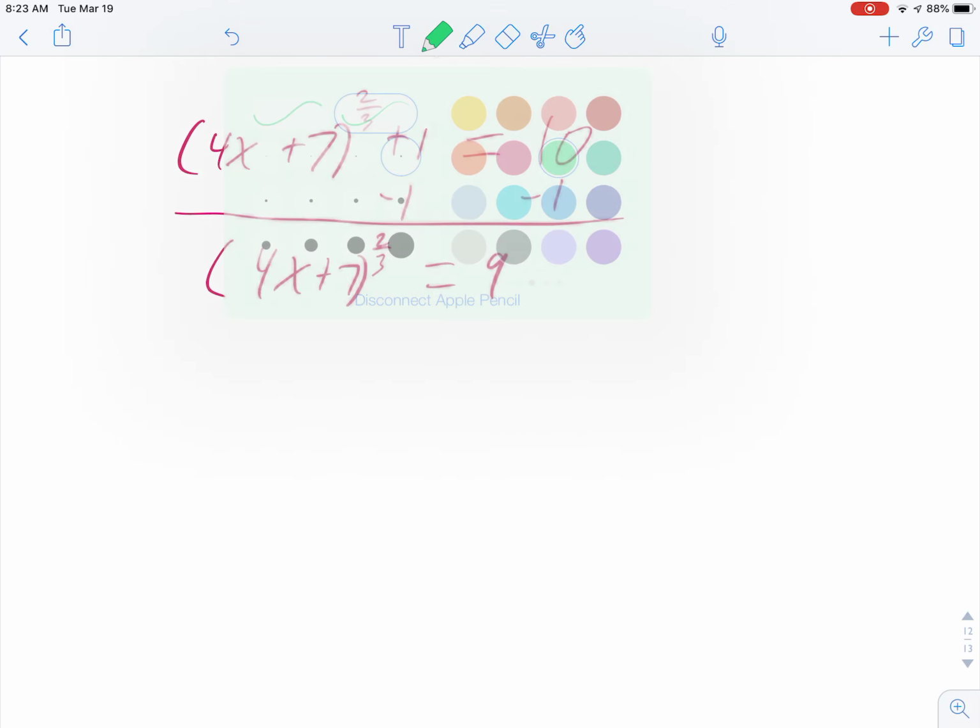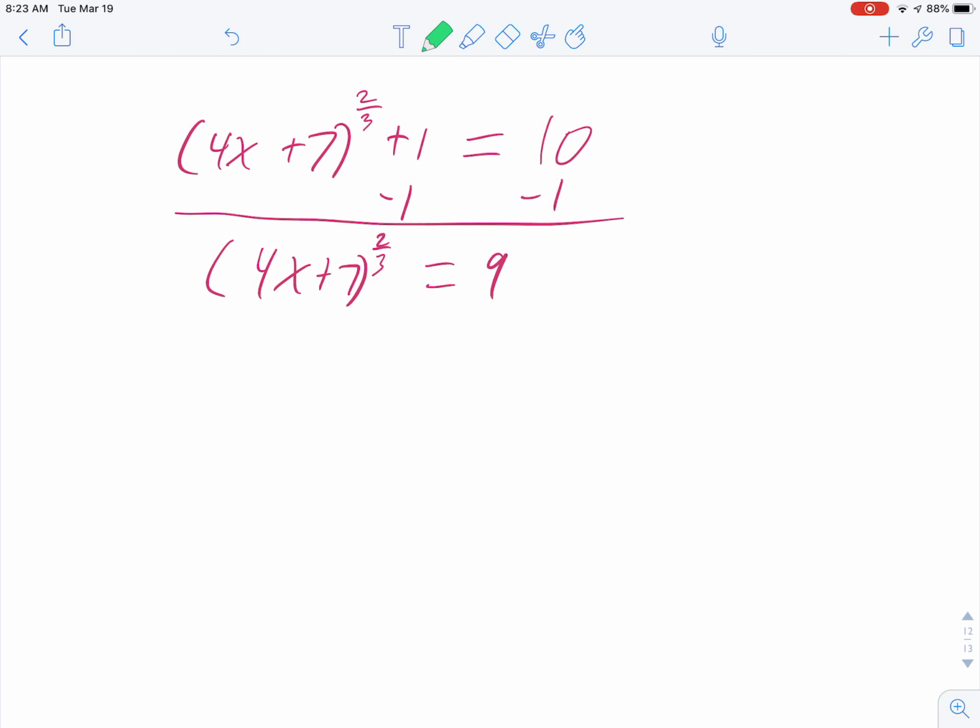Now, here's the magic sauce. What I'm going to do is raise this entire thing to the reciprocal power. I'm actually going to write that down because that's a big deal. The reciprocal power. I'm going to raise both sides of the equation to the 3/2 power. Because watch what's going to happen.